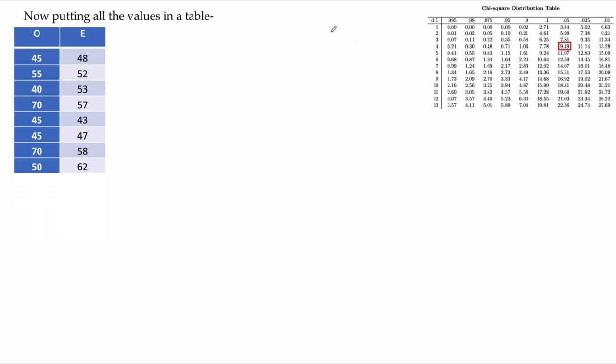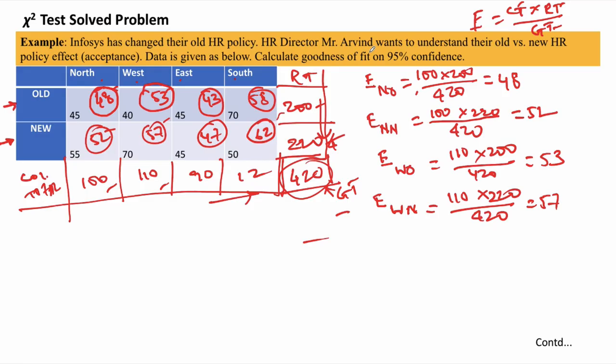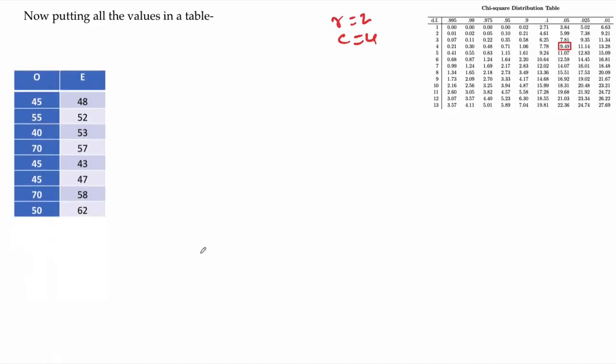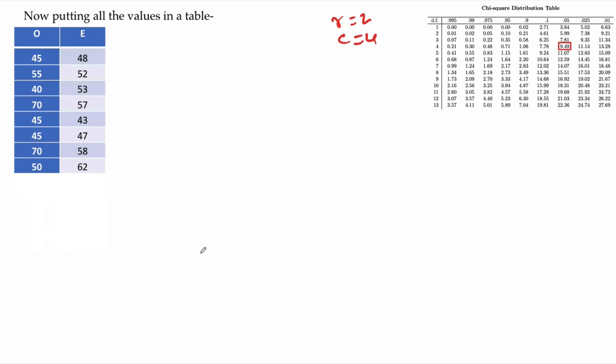In this case, row equals 2, column equals 4, right? See, row equals 2 rows, correct? And columns are 1, 2, 3, 4, 4 columns. C equals 4. Clear? So in this case, row equals 2 and column equals 4.